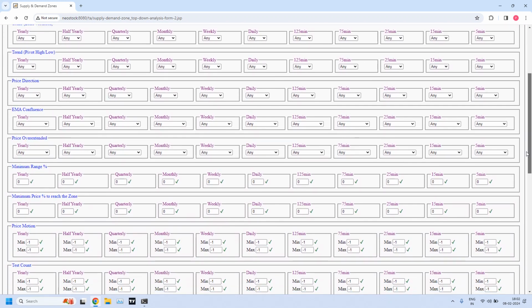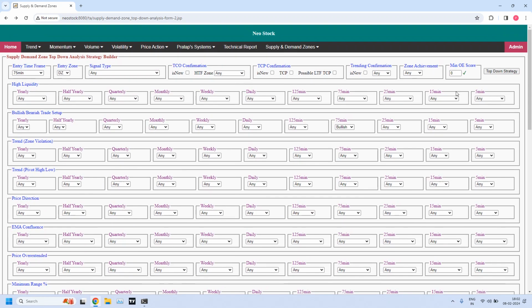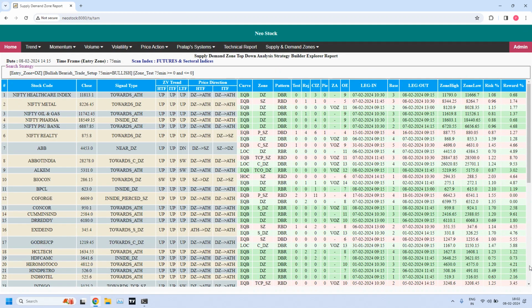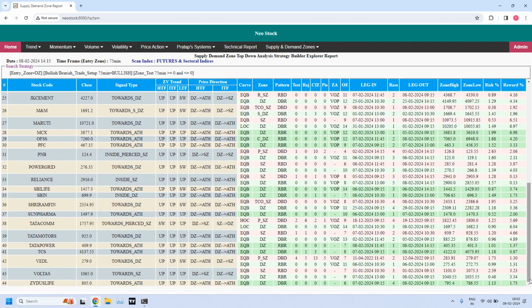So the test count I am setting to 0. This time I am setting 75 minutes. Earlier we set the daily time frame. Now in the 75 minutes time frame, because that is our entry time frame, that is the LTF zone, lower time frame zone. So in 75 minutes, test count should be 0, minimum 0, maximum 0. Let me filter. Now the list is reduced. Now the list is showing 44. The number is reduced from 77 to 44. Still 44 is a big number.